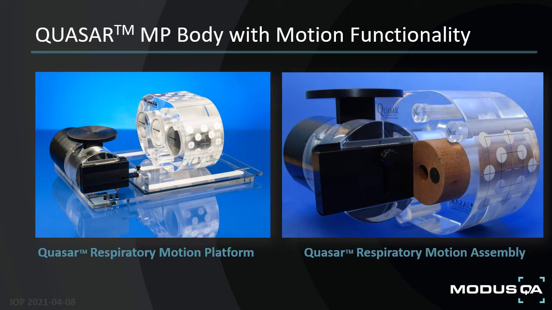With that principle in mind, the MP body can be easily converted into an IGRT motion phantom with the addition of the QUASAR Respiratory Motion Assembly or the QUASAR Respiratory Motion Platform. As both motion simulation devices are compatible with the MP body, it effectively allows physicists to add this multi-directional 3D motion simulation testing to their end-to-end QA protocols in both a cost and time-efficient manner. For the remainder of this webinar, we'll be going through the motion capabilities of both platforms as we compare and contrast both.